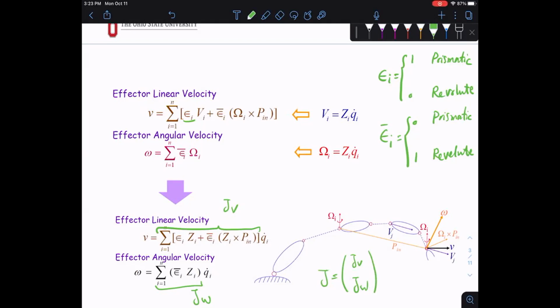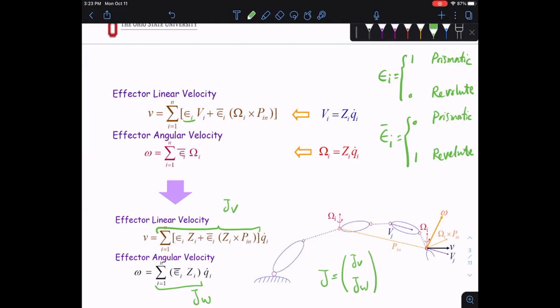Now, why is this special? You see that here, for the linear velocity, if you have a prismatic joint, this is either 0 or 1, right? So it's not really important. If it is prismatic, it's 1, we can count it. What is this? The axis of that prismatic joint, right? So we reduced it to: there's a prismatic joint, find the axis, put it here. That's done. You're done with that part.